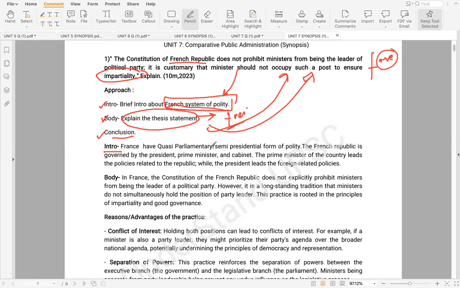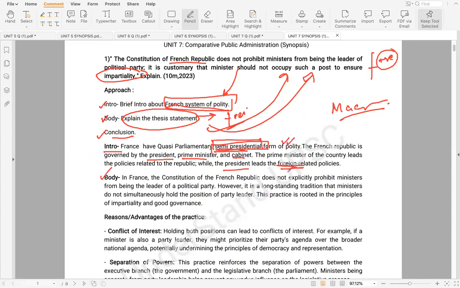Introduction: France as a quasi-parliamentary or semi-presidential form of polity. The French Republic is governed by the president, prime minister, and cabinet. We know that the president leads foreign-related policies. That is why we all know the name of Macron, who is the president. However, we do not know who the prime minister is, because he relates to the internal policies in the country. So the prime minister leads the policy related to the republic, while the president leads the foreign-related policies. That is why we have a semi-presidential form of polity in France.